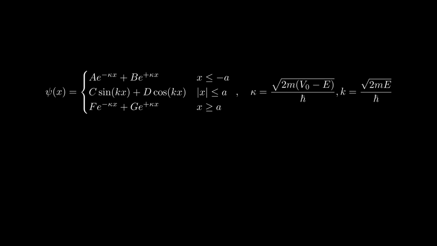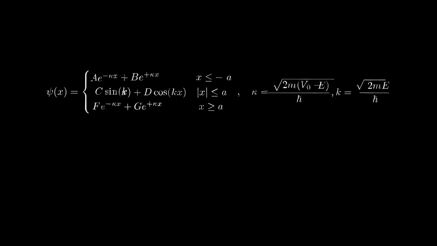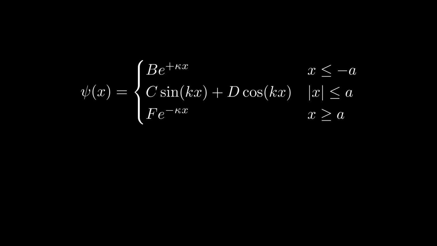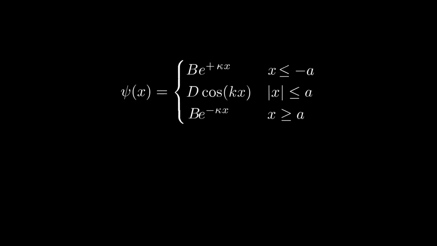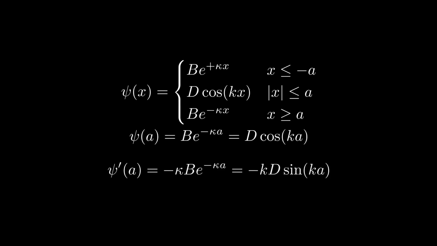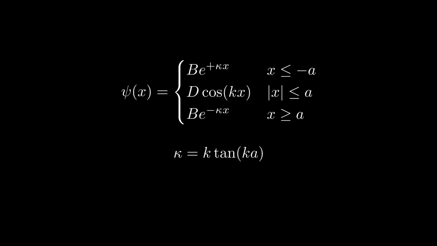Since the bound states must be normalizable, we have that A equals 0 and G equals 0. Furthermore, because this potential is even, we have that any bound states must be even or odd functions. For the even case, we have the following shape of the bound state. Using the continuity condition at x equals plus or minus a for psi of x and psi prime of x, we can obtain the following relation between kappa and k.